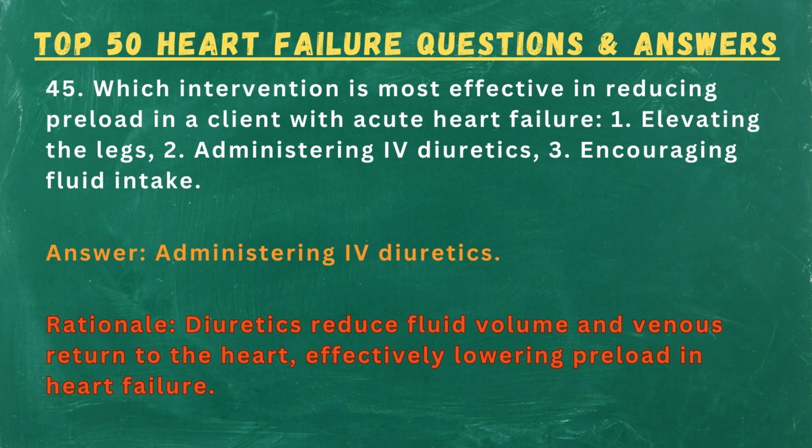45. Which intervention is most effective in reducing preload in a client with acute heart failure? 1. Elevating the legs. 2. Administering diuretics. 3. Encouraging fluid intake. Answer. Administering diuretics. Rationale. Diuretics reduce fluid volume and venous return to the heart, effectively lowering preload in heart failure.